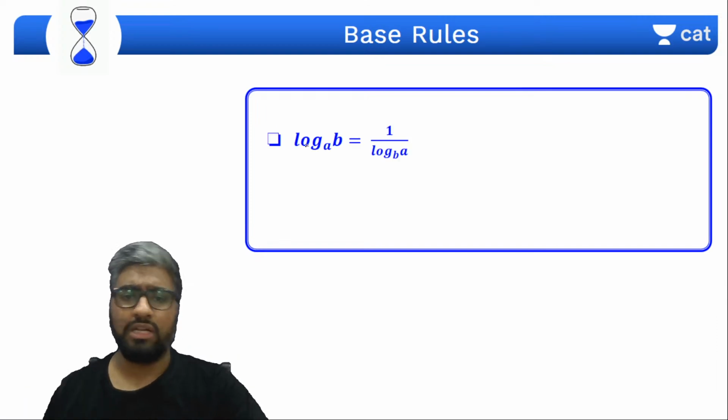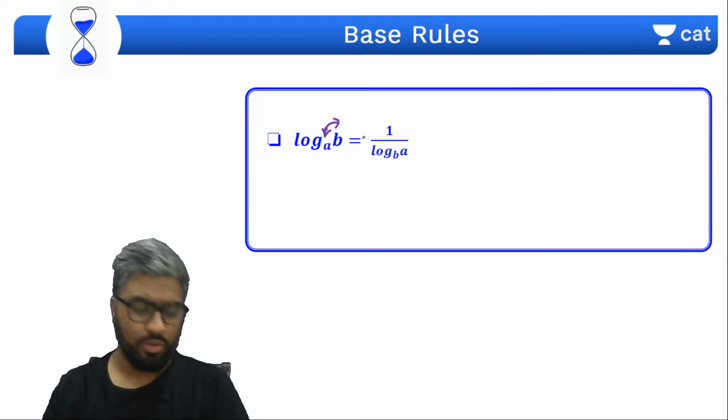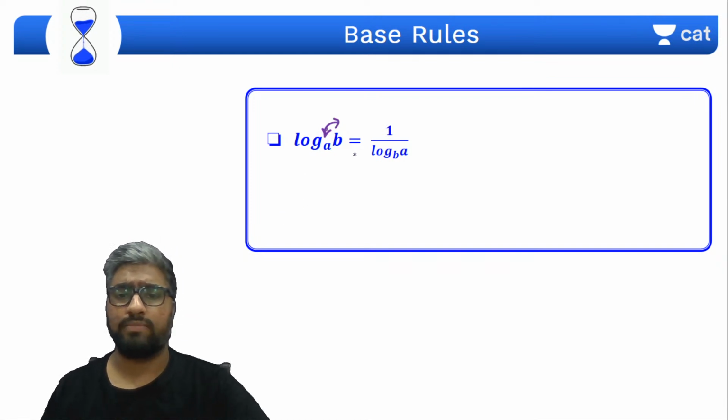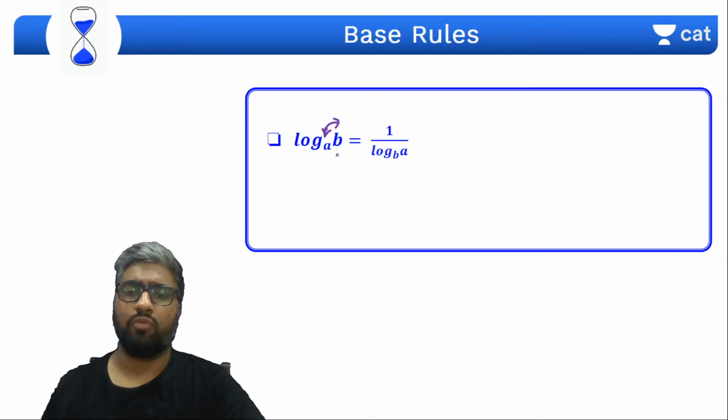Rule number one is what? If log b to the base a is given and you want to swap and exchange these two bases, what would you do? You would take the reciprocal of the log. That means log b base a should be equal to 1 by log a base b. If you want to exchange the base and the term, you take the reciprocal of this.